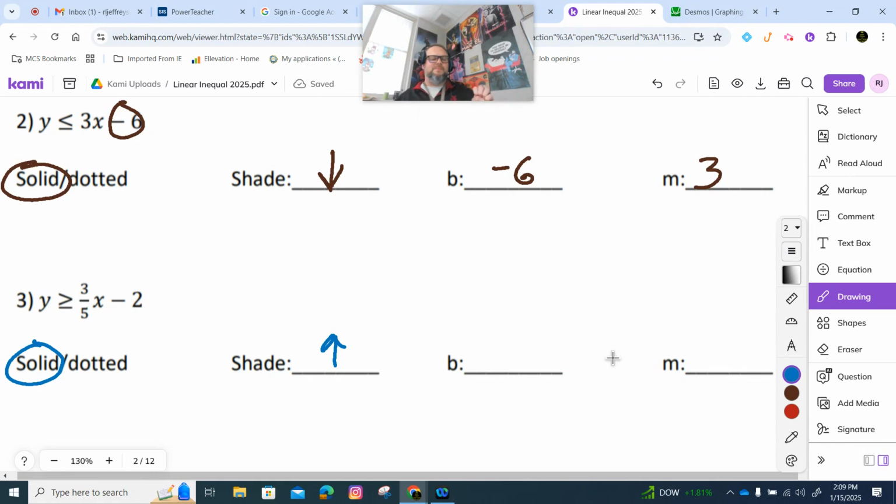All right. What is the number without x? And what is the number beside x? 3/5, 3/5. And there we go. So how many problems do we have like this on the test? 2. Yep. Friday. All right. Is everybody okay with 1 through 3?